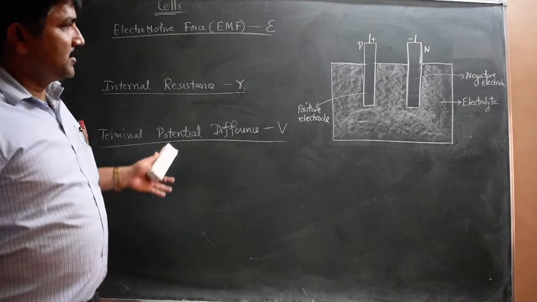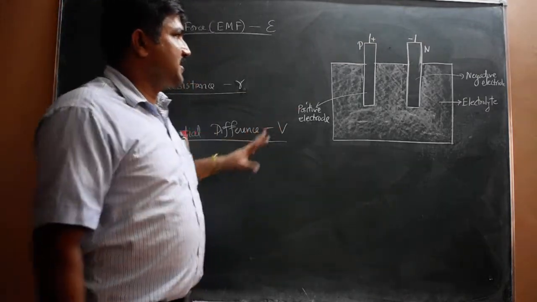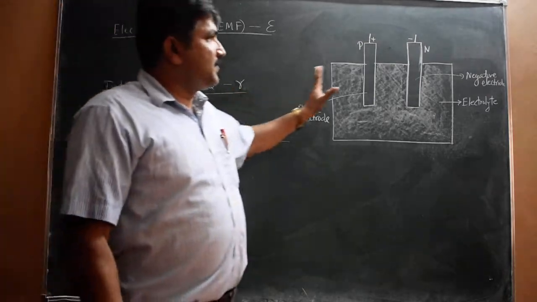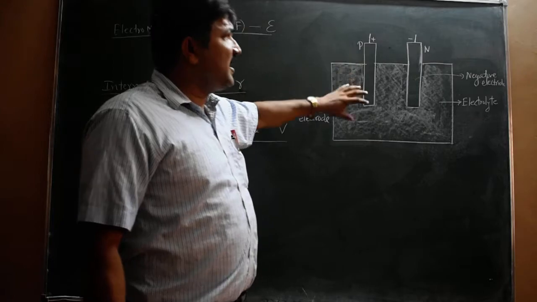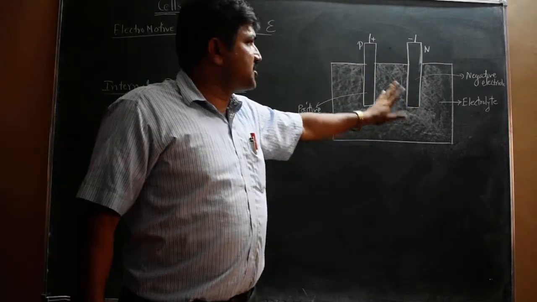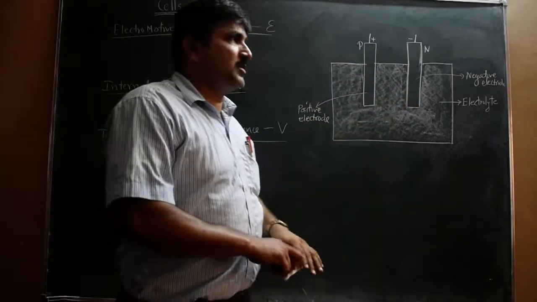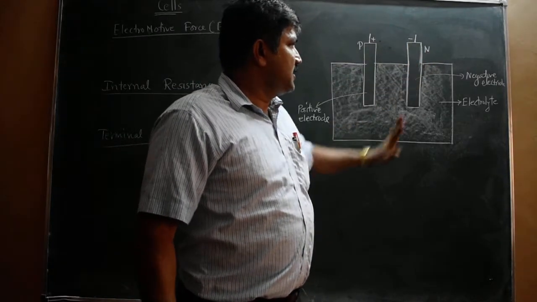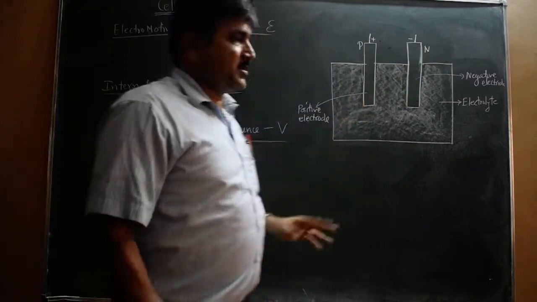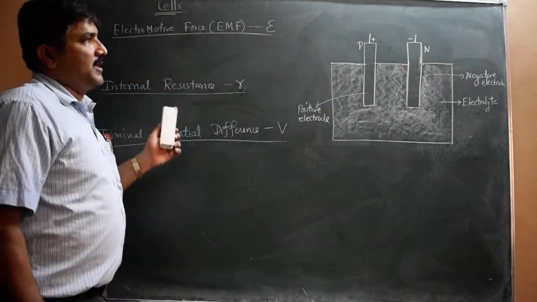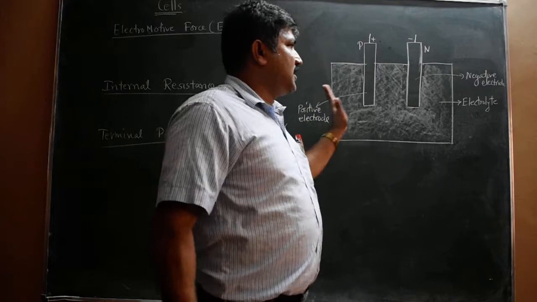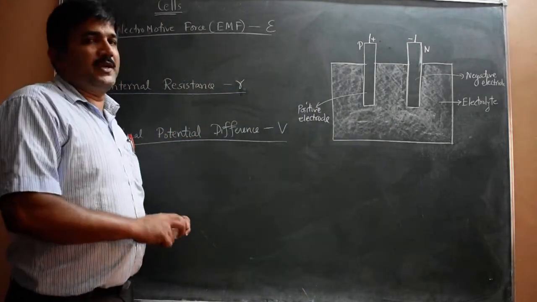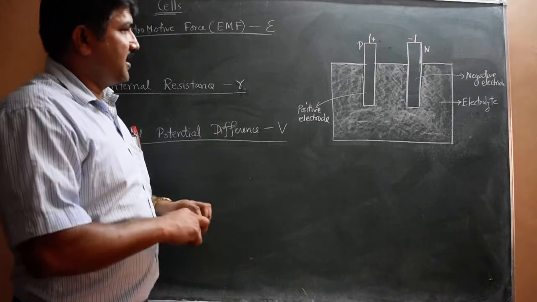And then the basic arrangement of a cell is very simple. A cell has 2 electrodes, positive electrode P and negative electrode N. Positive here I have written plus and negative I have written N. The two electrodes, positive and negative, are dipped in the electrolyte or electrolytic solution. This is the basic arrangement in a cell.